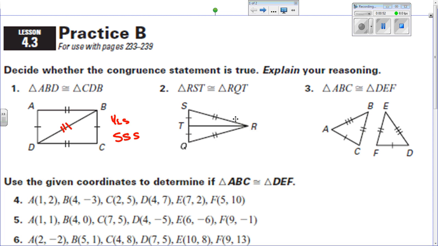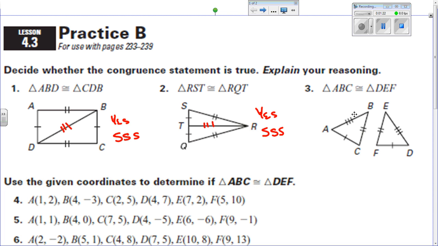Triangle RST congruent to RQT. So we have RS, which has the two markings, and RQ. We have ST and TQ. And finally, you have RT and RT. It's congruent to itself because of the reflexive property again. So this would be yes and side, side, side.